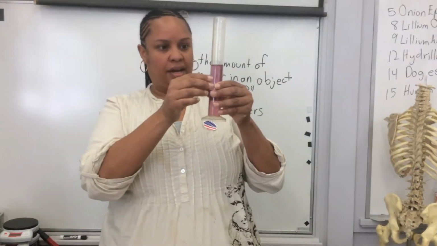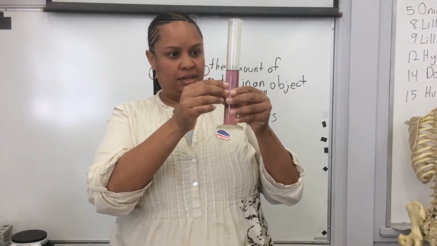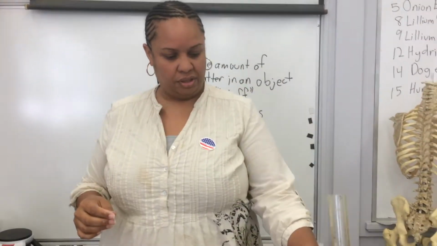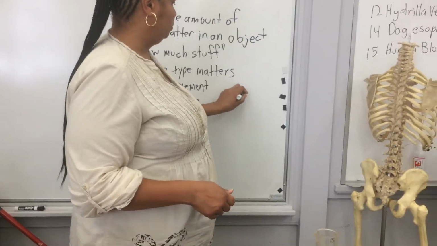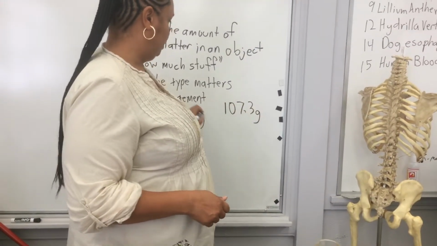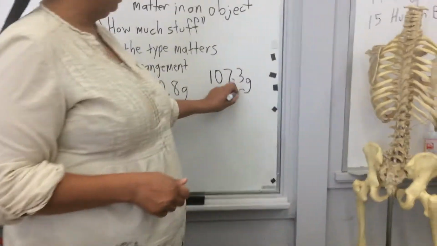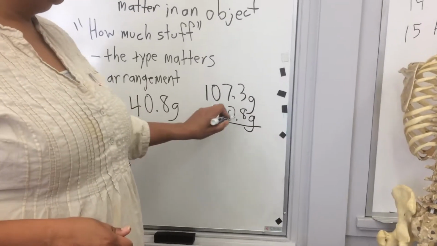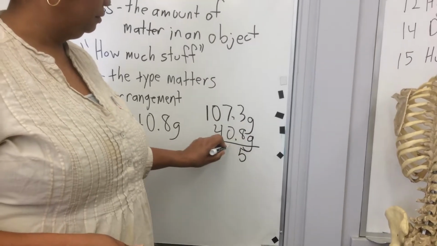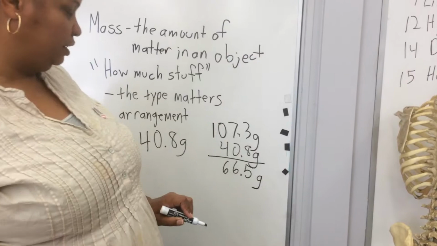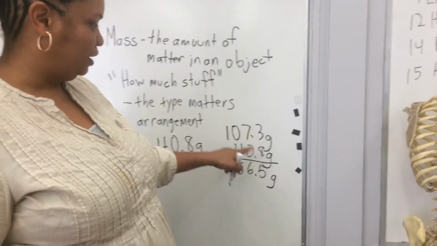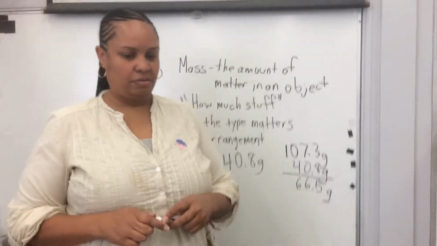So I have 64 milliliters in here. If I place this on the scale, it now weighs 107.3. So if I want to know how much just the water weighs, then I would subtract the container's mass. So it'll be 66.5 grams. I think I did that right. 13, 5, 6, okay, 66.5 grams.